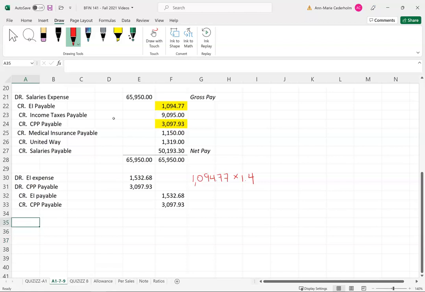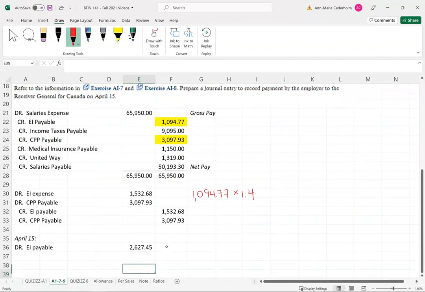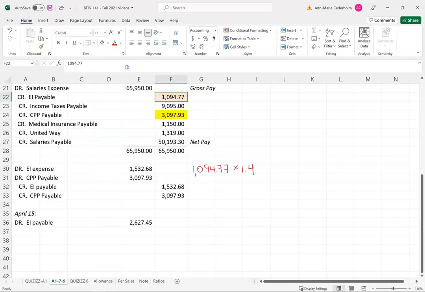So on April 15th, this is the journal entry that we're going to make. I'm going to debit EI payable. So when I debit the payable account, I'm actually now bringing the account down to 0. So I have EI from here, and then I also have EI from here. So it's both the employees and the employer's portion that I'm remitting. So maybe I'll highlight these ones in a different color for you, just so you can see what I added together. So it was this EI payable and this EI payable. So the employees and the employer's portion.